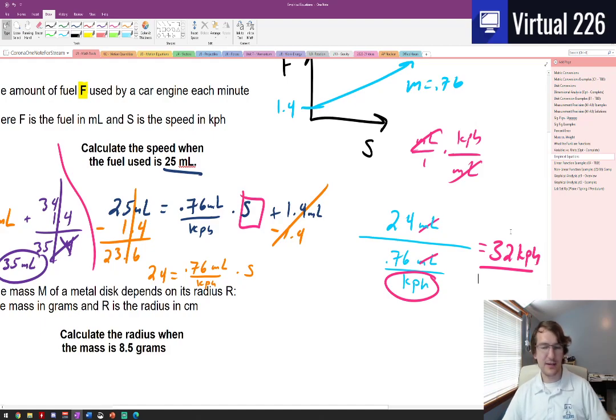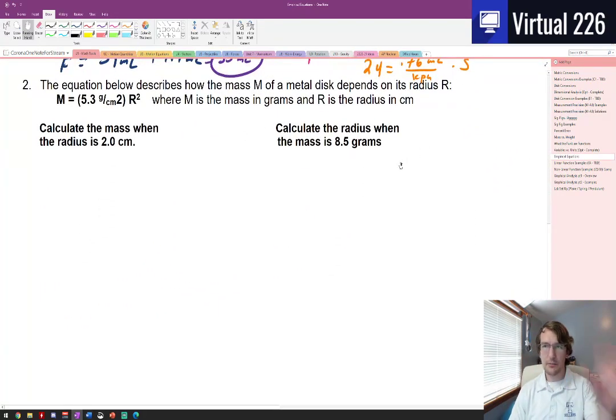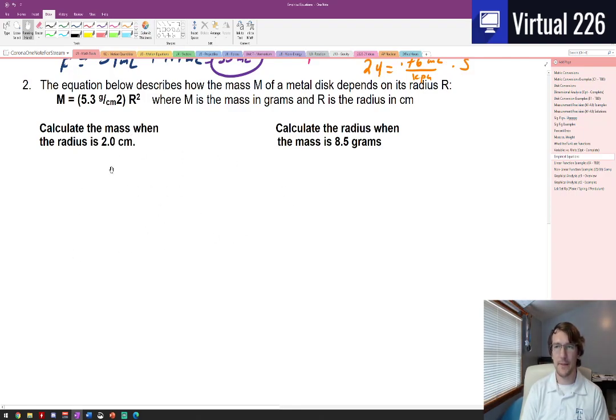Okay, so that's how we go about doing that. I'm going to pause the video for a second. Take a minute, see if you can do the second one here. It's just a new formula, a new function with mass and a radius of a disk, and see if you can work these out. Okay, so pause the video, see if you can work them out, and then I'll work them out real quick and you can see if you got the right answer. Okay, pause.